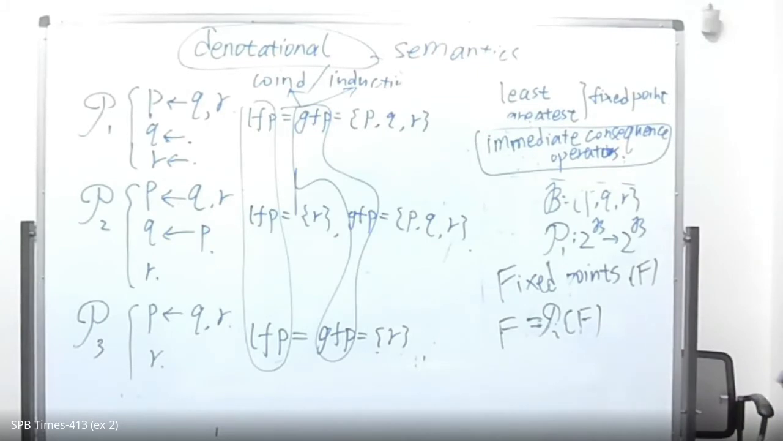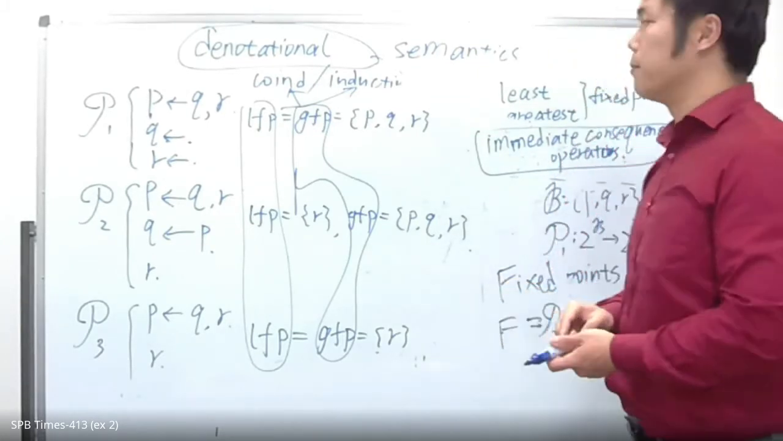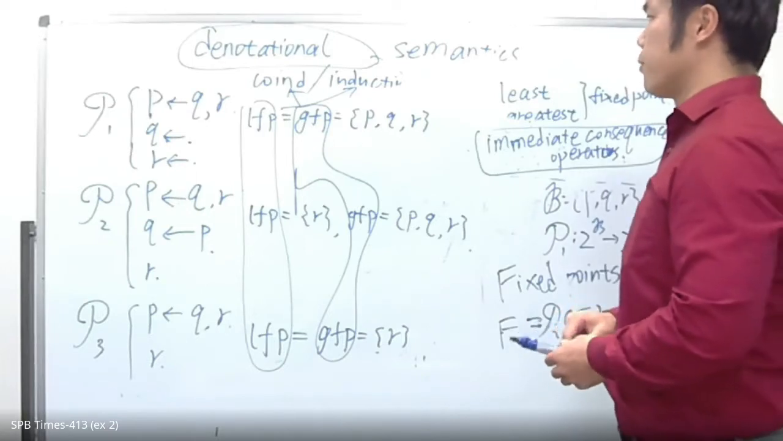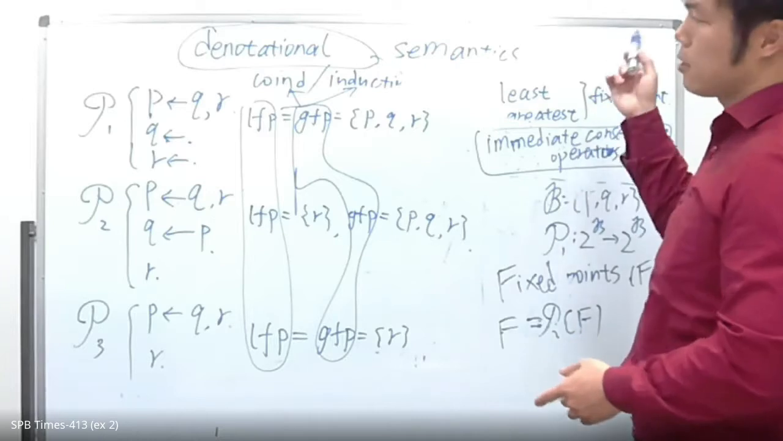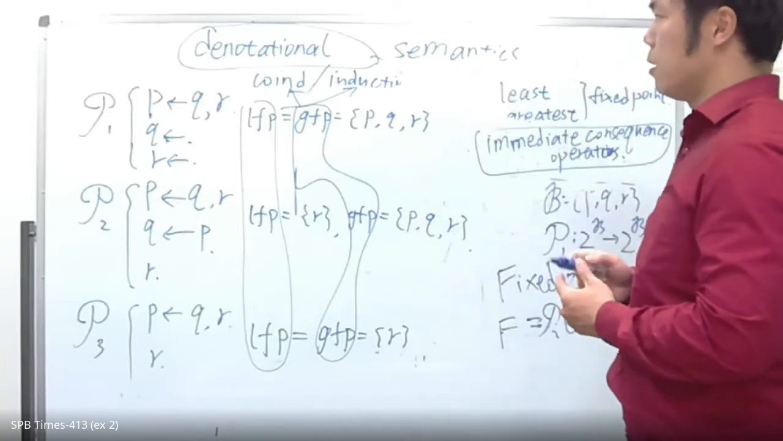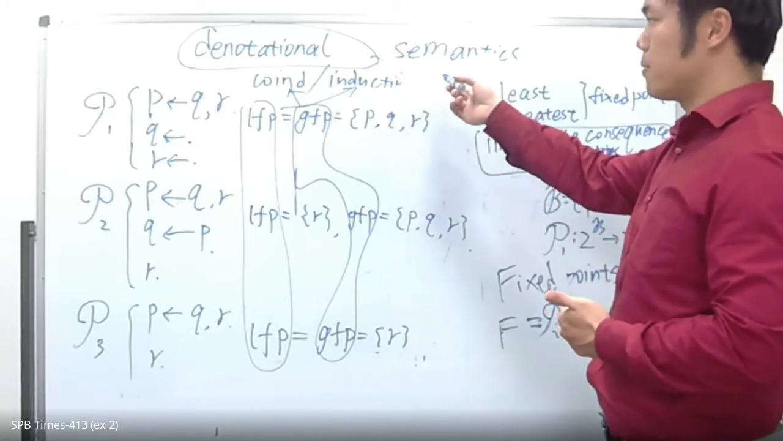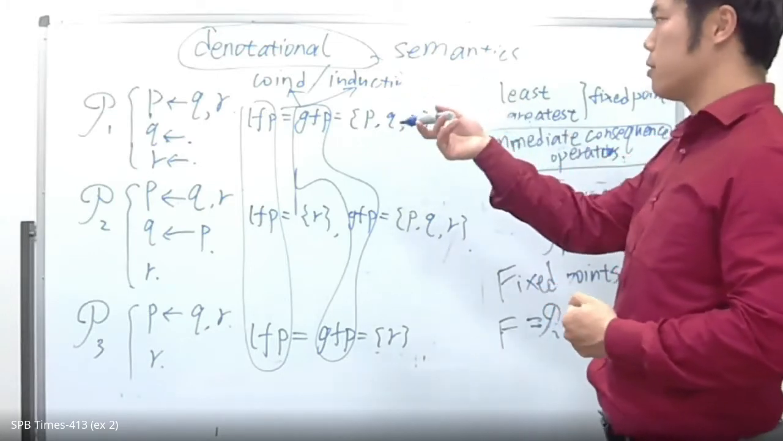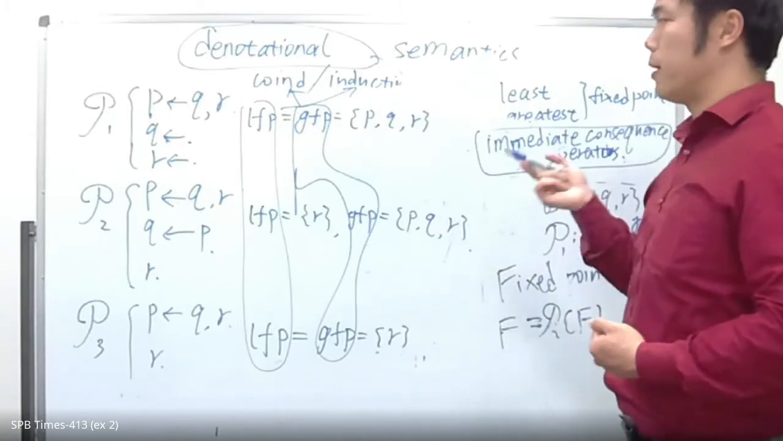So it's just a matter of definition. The coinductive denotational semantics of a program is the greatest fixed point of the immediate consequence operator that corresponds to this program. And the inductive denotational semantics is the least fixed point of the immediate consequence operator that is induced by this program.